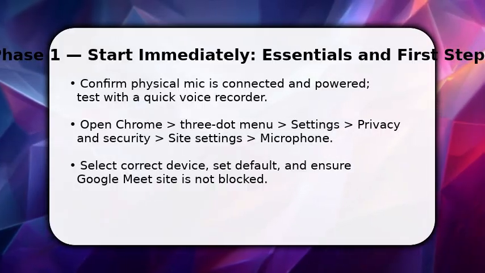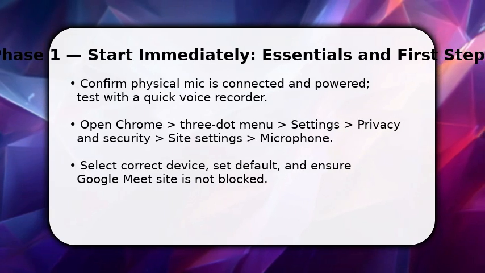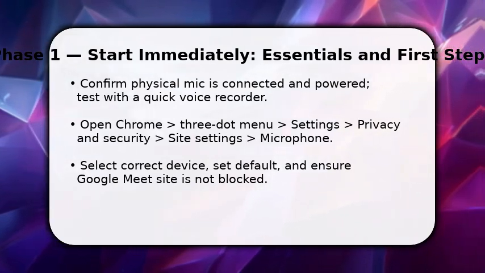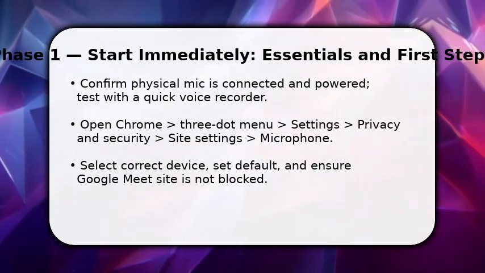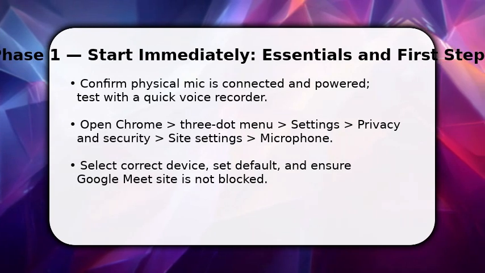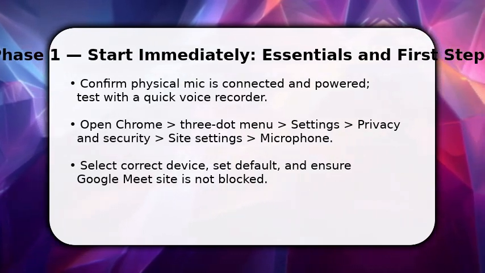You're going to begin by verifying the essentials, so plug in your mic and run a brief recorder test to confirm input works. Next, open Chrome settings and go to Privacy and Security, then Site Settings and Microphone. Make sure the correct device is selected and not muted.